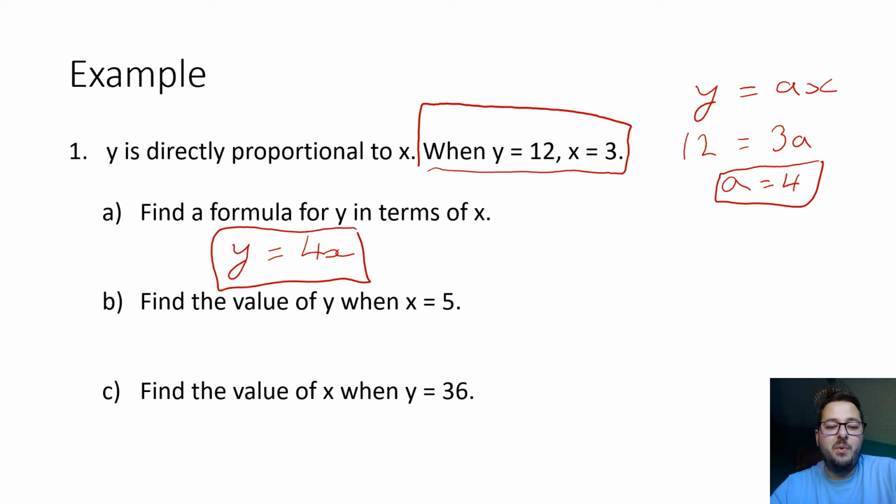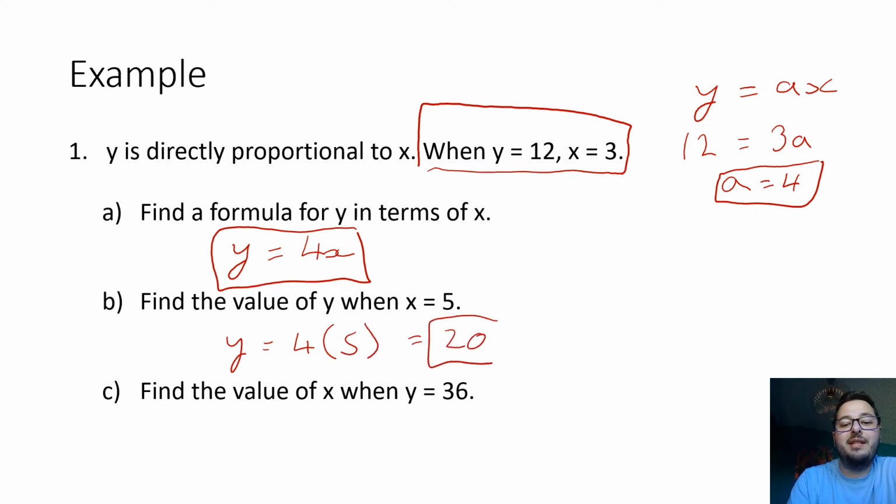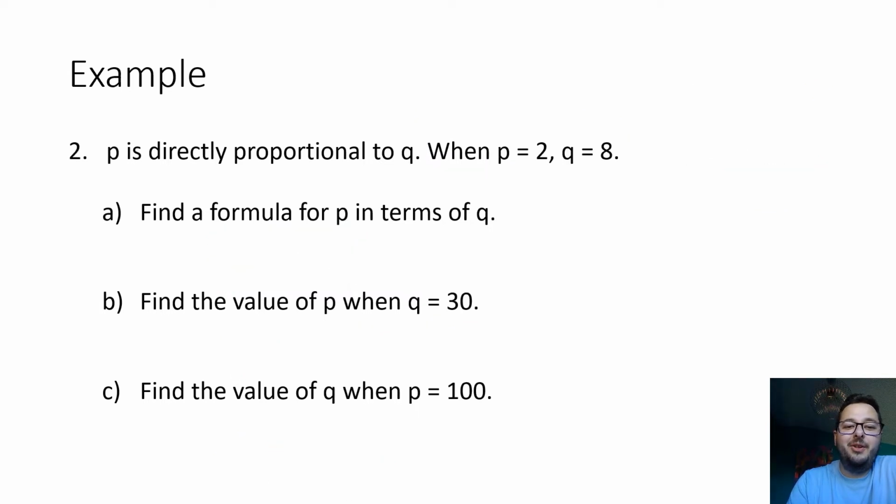Then for part B, we want to find the value of y when x is 5. Well, this is just a substitution question. So y is going to be 4 times x, but x is 5. And 4 times 5 is 20. And then finally, we want to find the value of x when y is 36. So again, we just plug in for y this time. So 36 is 4x. Well, 4 times what makes 36? 4 times 9. So x is 9. Okay, great. All right, next one.